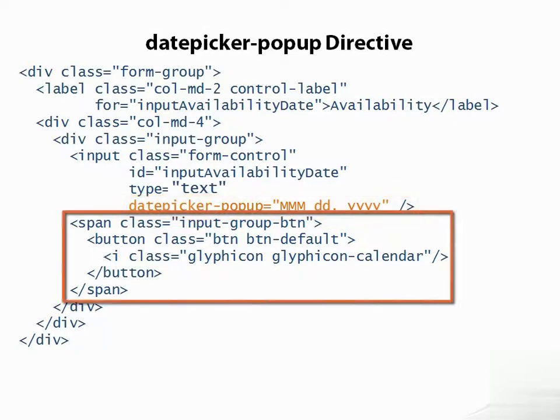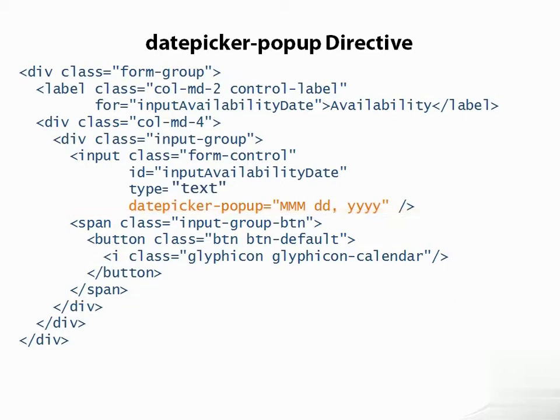The span tag adds a button with a calendar icon. The user can click this button to open or close the date picker. You can add a date picker anywhere you need to request entry of a date. Let's add this date to our sample application.